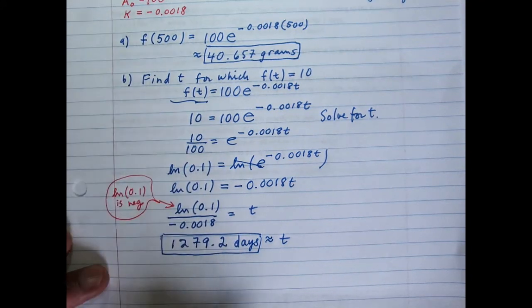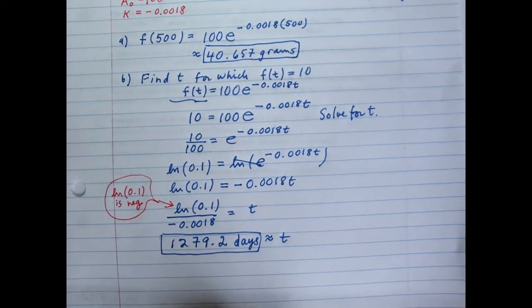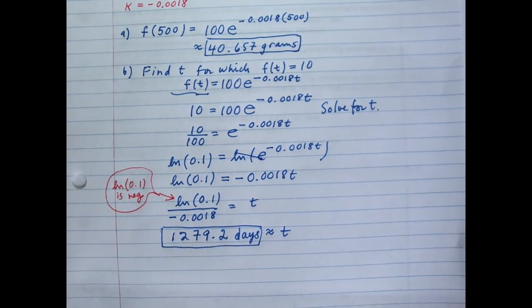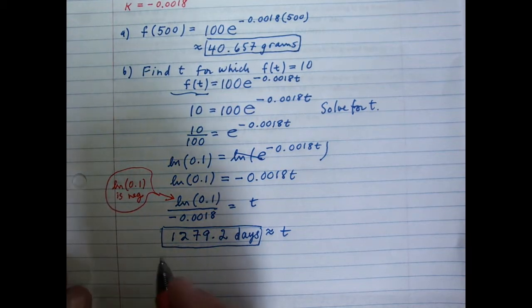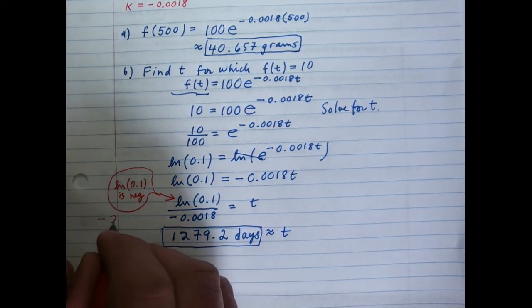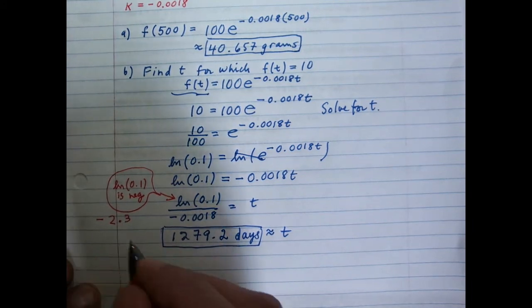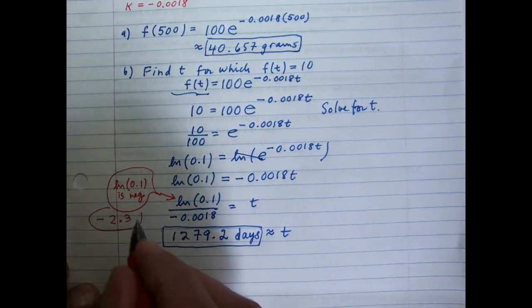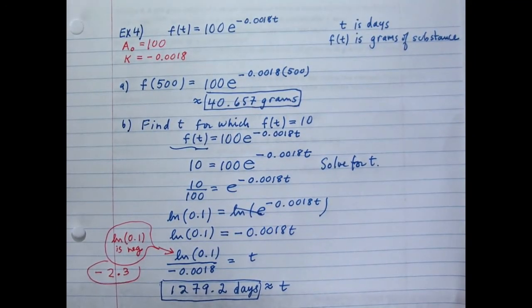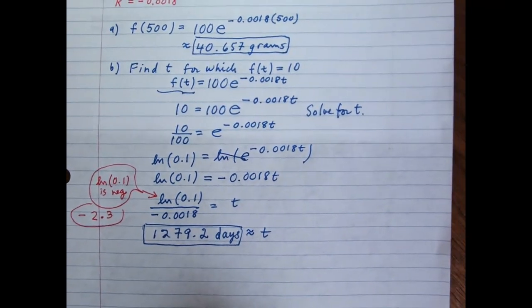And again, it should just come out, but if it looks funny to you, it's that ln of 0.1. In fact, ln of 0.1 is approximately negative 2.3. Okay, so let's move on to the next part of that problem, part C.